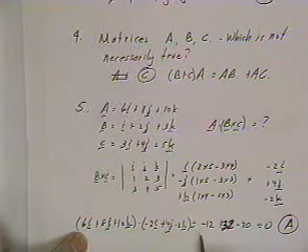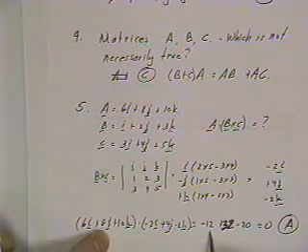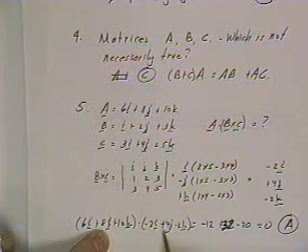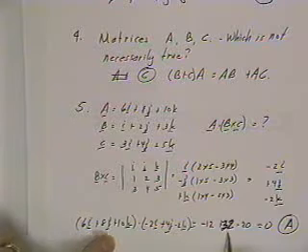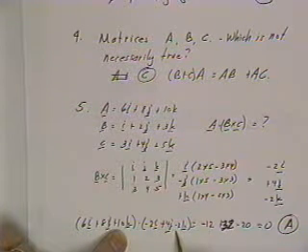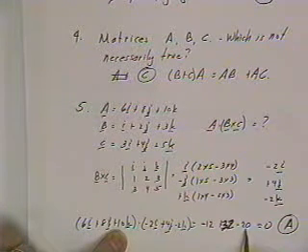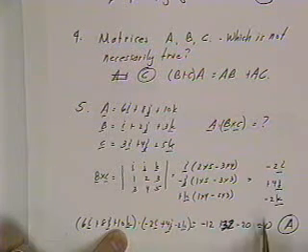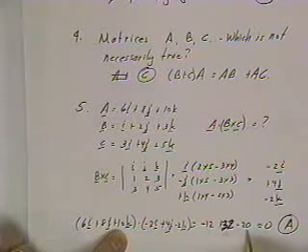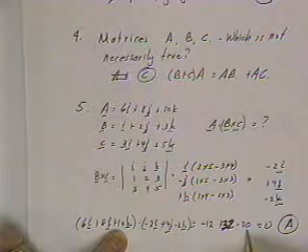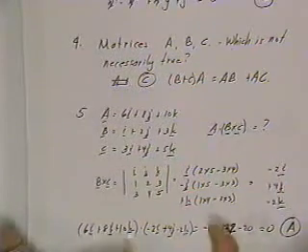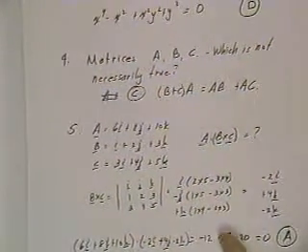6 times minus 2 is minus 12. 8 times 4 is 32. And 10 times minus 2 is minus 20. So I get minus 12 and minus 20 gives me minus 32 plus 32 gives me 0.